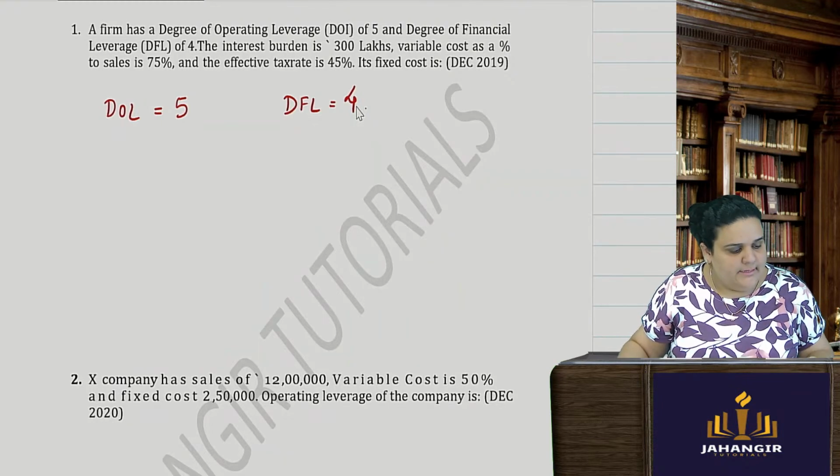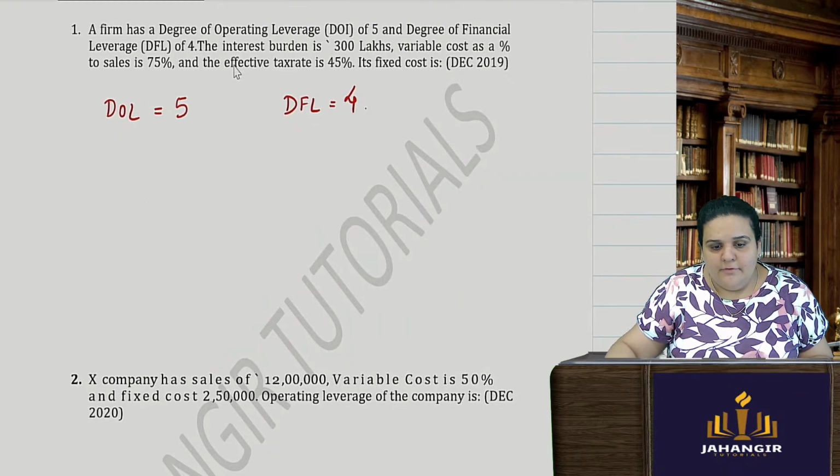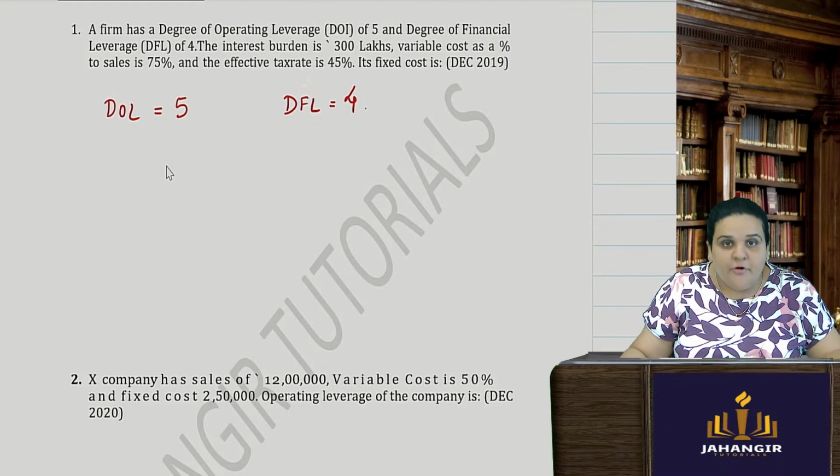I'm just writing this. And we already know interest is 300 lakhs, variable cost as a percentage to sales is 75%, and the effective tax rate is 45%. Now, degree of operating leverage, the formula is contribution upon NPBIT.